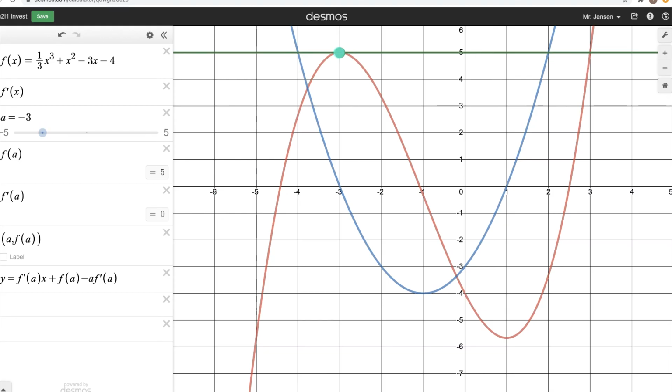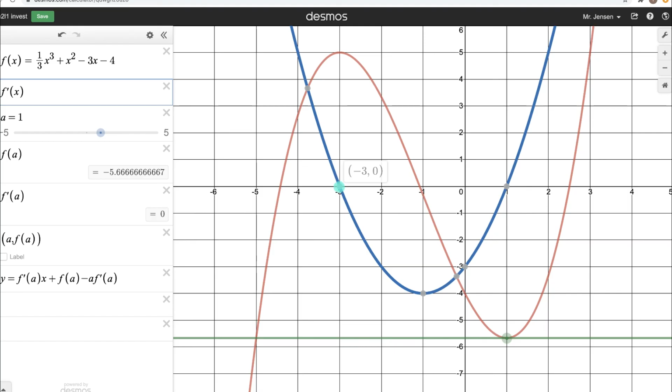So this turning point at an x value of -3 was a local max, and this turning point down here when x is 1 was a local min. Now, a value of 0 for the derivative doesn't necessarily mean there's a local max or min. I'll teach you how to tell, but it indicates that there could be a local max or min there, which is why we call it a critical point.